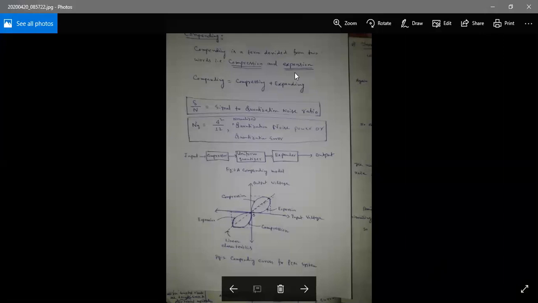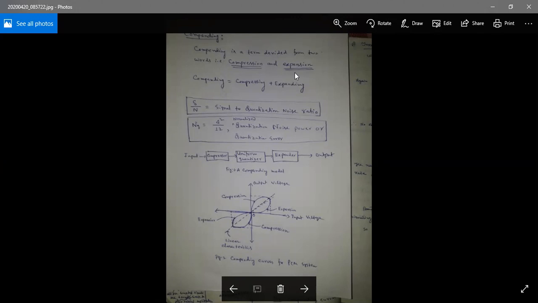In the case of uniform quantization, the step size remains the same throughout the input range. But in the case of non-uniform quantization, the step size varies according to the input signal value. Now, how do we define the term companding?